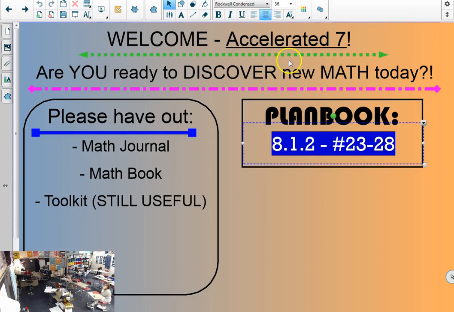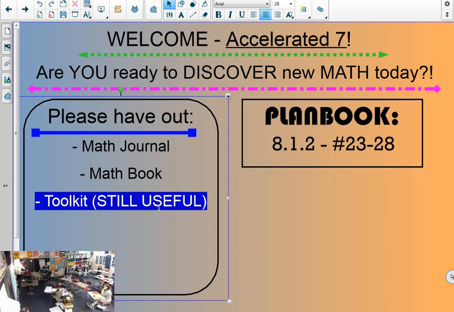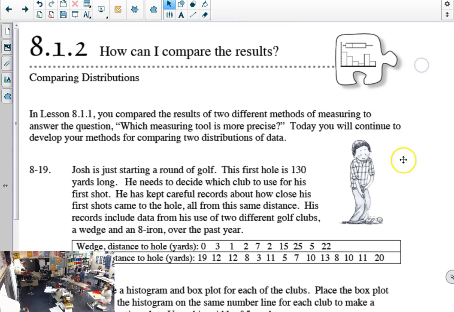Those of you playing at home, there's your homework: 23 to 28. By the way, toolkit, still useful. That's why I put things on my slides, so I don't forget. Your toolkit for Math 7 content, CC2, still has all kinds of useful information. So as you're working through your practice work, you should still be using your toolkit.